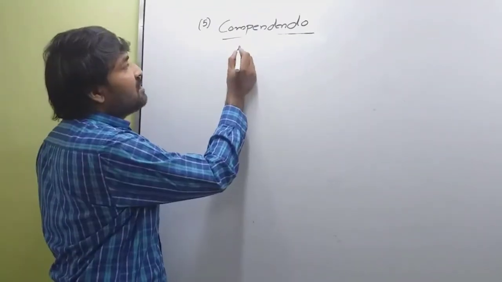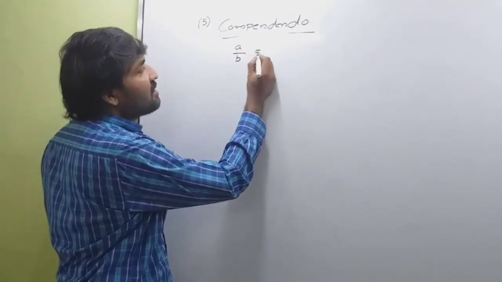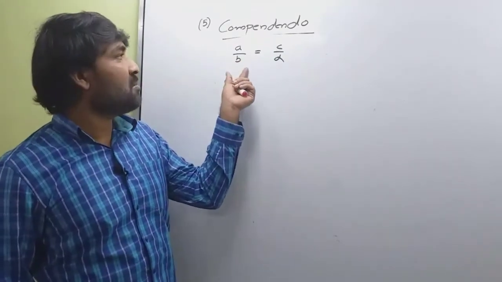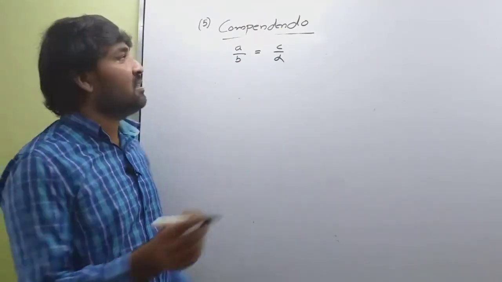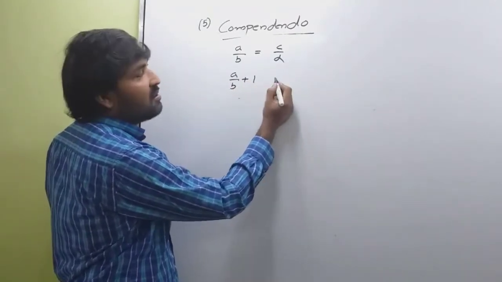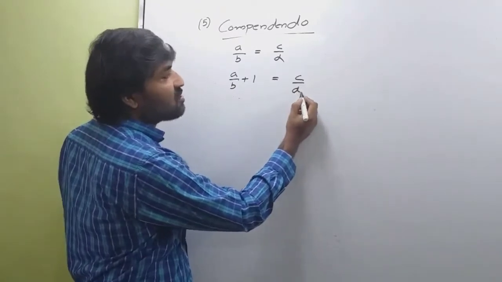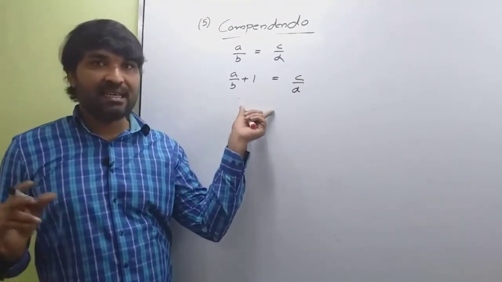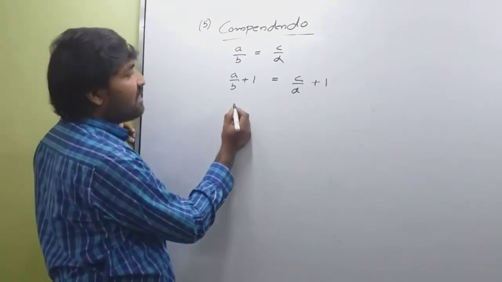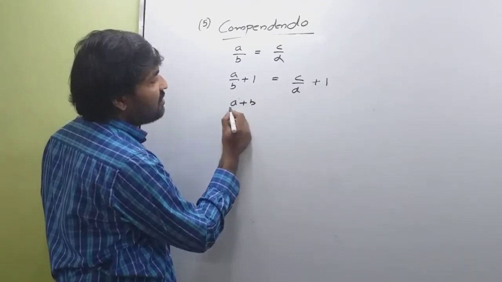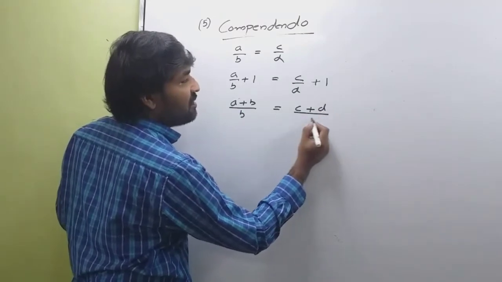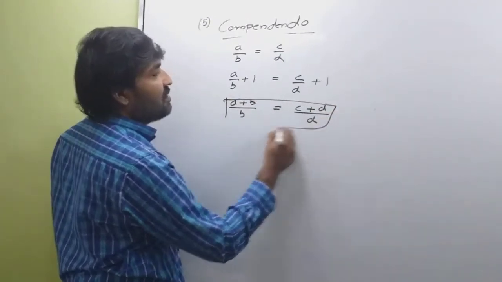Componendo. That is, A by B is equal to C by D. These two ratios are in proportion. Now let us add 1 here: A by B plus 1 is equal to C by D. In order to balance the equation, we have to add 1 here also. Now taking the LCM, we get A plus B by B is equal to C plus D by D. This is our componendo.